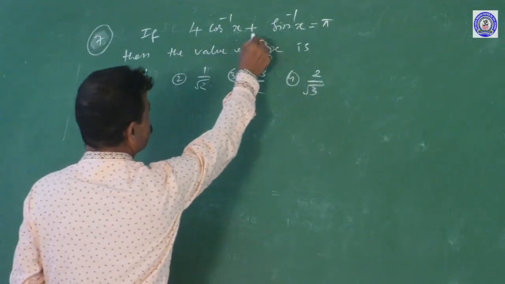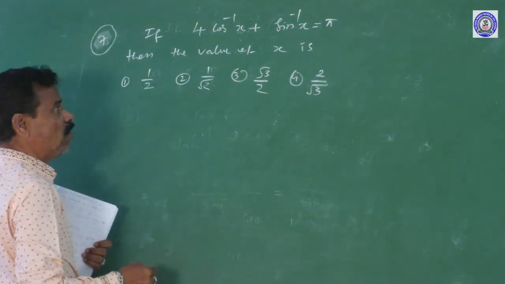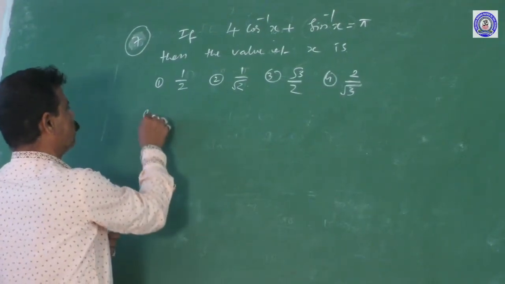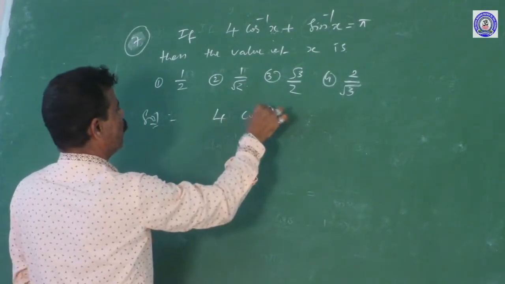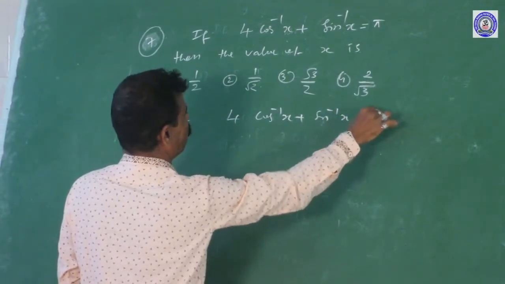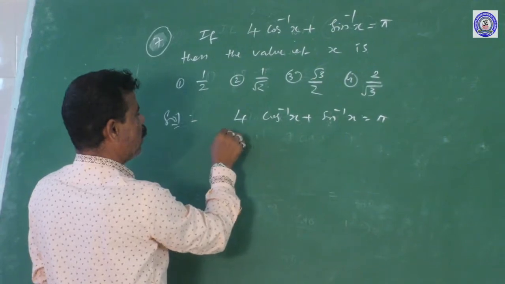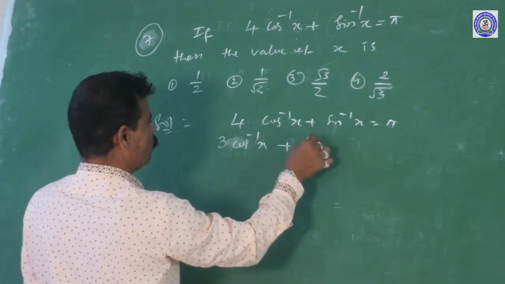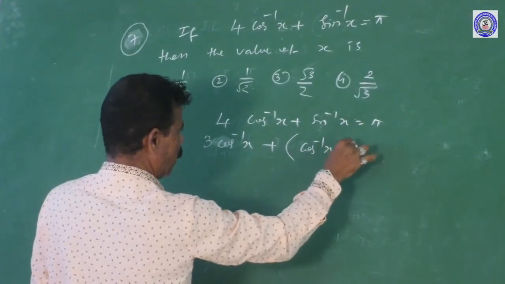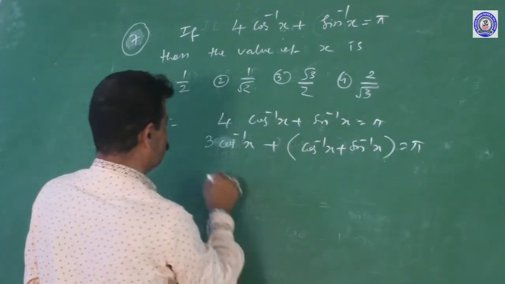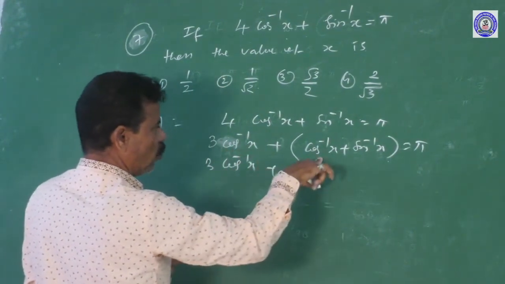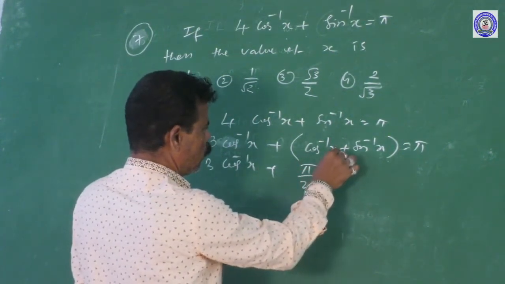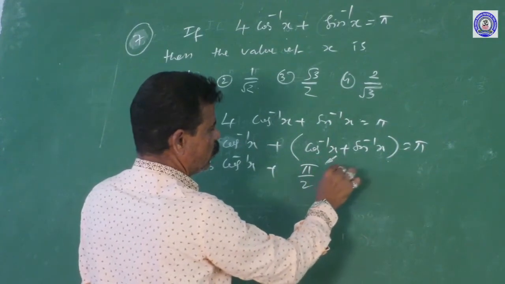Here, if 4 cos inverse x plus sin inverse x is equal to 5, then the value of x is equal to: 1 by 2, 1 by root 2, root 3 by 2, 2 by root 3. So here 4 cos inverse x plus sin inverse x is equal to 5, given. In this, separate the 4 as 3 cos inverse x plus another cos inverse x plus sin inverse x is equal to 5. 3 cos inverse x plus cos inverse x plus sin inverse x, by formula directly, is 5 by 2. This value 5 by 2 is equal to 5.